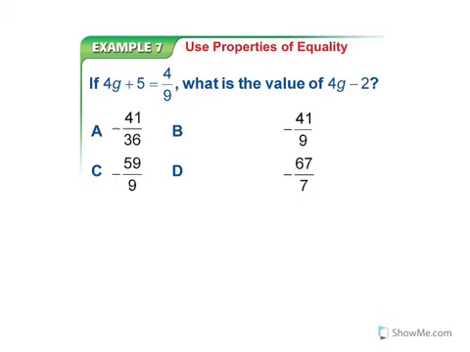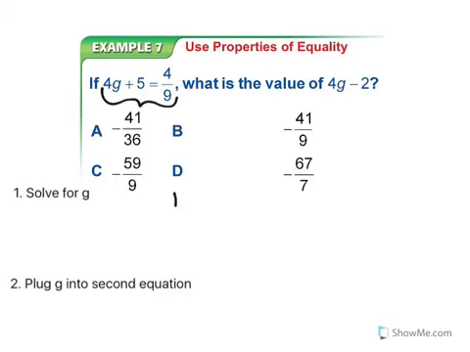Now for the last example. If 4g plus 5 is equal to 4/9, what is the value of 4g minus 2? So the first thing we need to do is actually figure out what g is equal to, by solving this equation. Once we do that, we're going to plug back in. So let's start. We have 4g plus 5 is equal to 4/9.